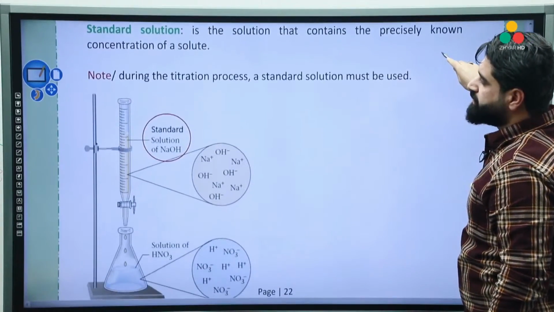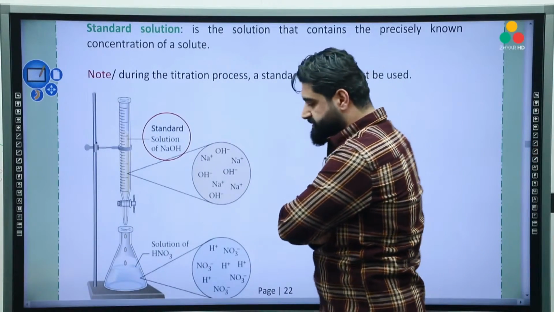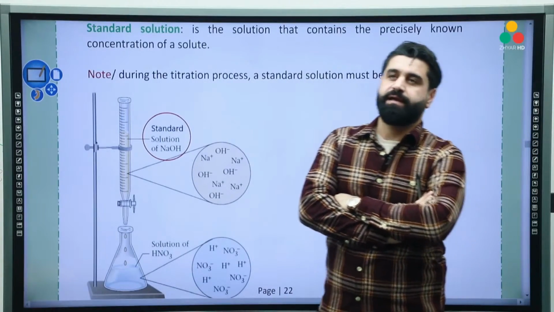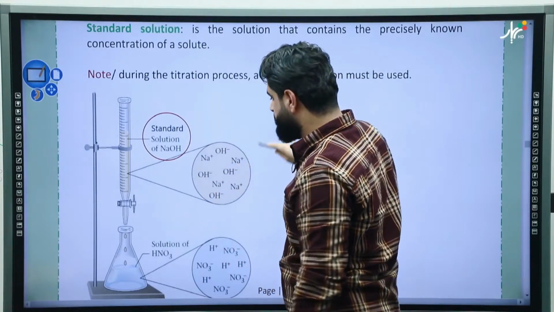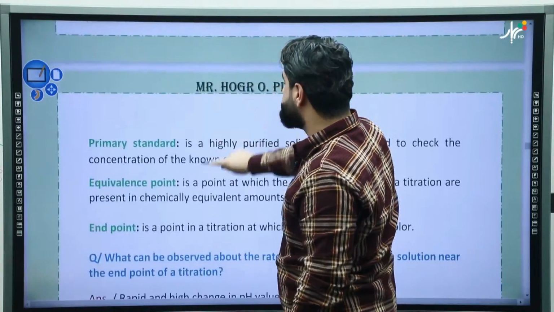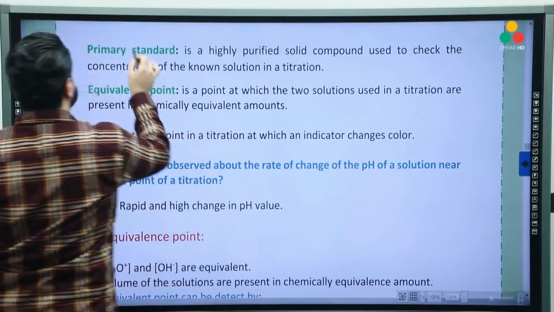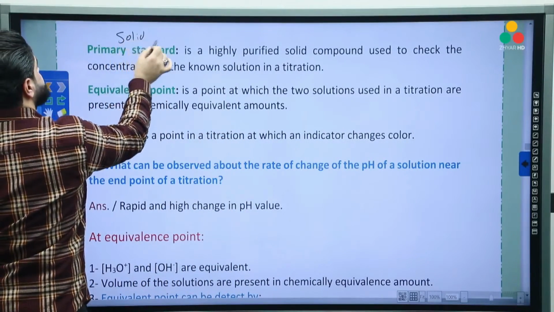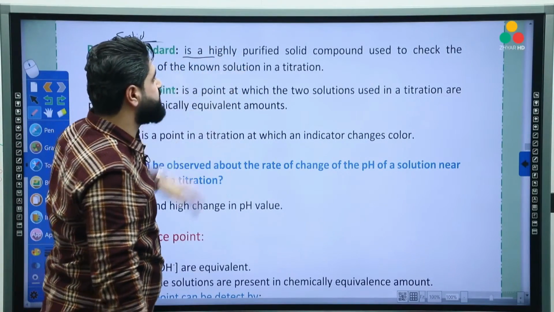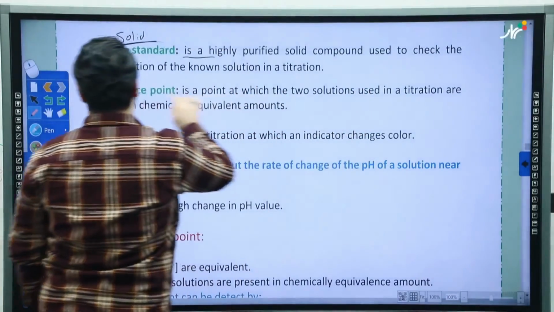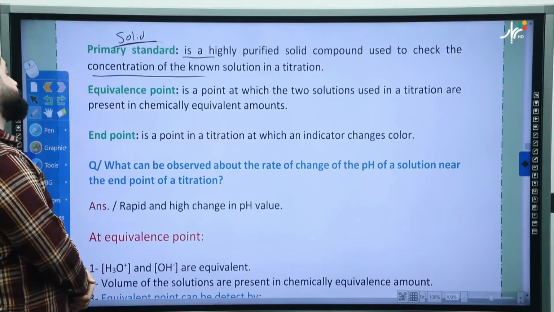Well, maybe one day you went to the laboratory and you opened some doors in the laboratory and you've seen chemicals that are stored in a plastic bottle. They called primary standard. What is primary standard? First of all, it's a solid. It's a highly purified solid compound used to check the concentration of the unknown solution in a titration process.